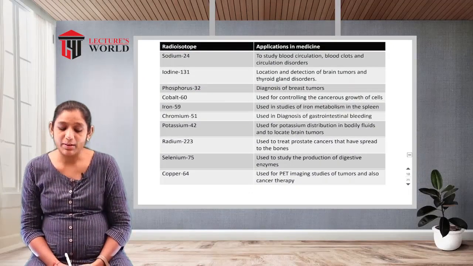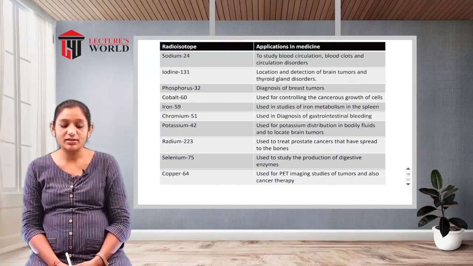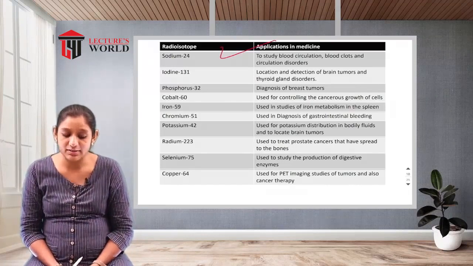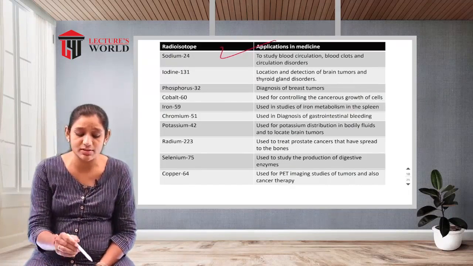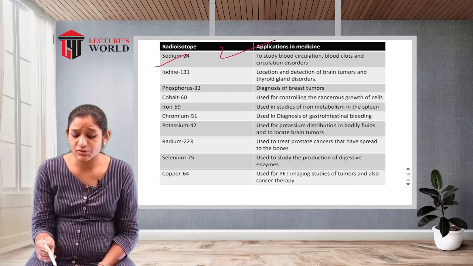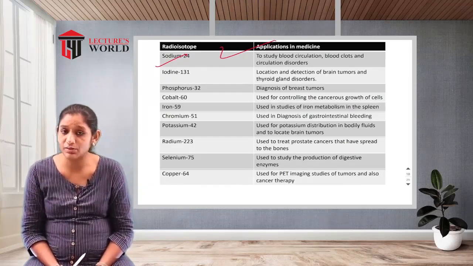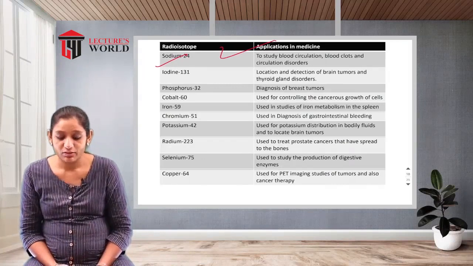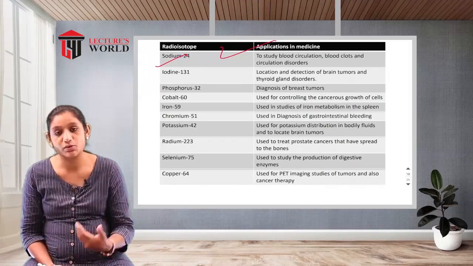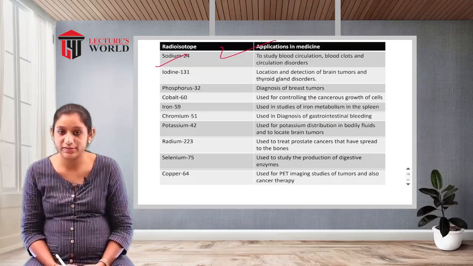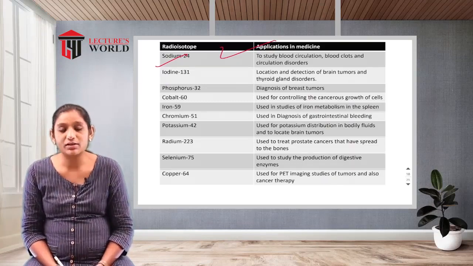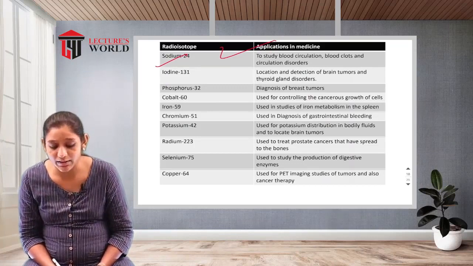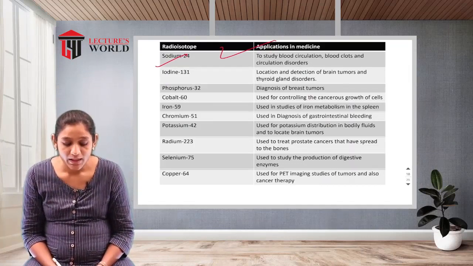Here are radioisotopes and their applications in medicine. What are the radioisotopes and how are they applied in medicine? Let us talk about them. Sodium 24 is used for the study of blood circulation, blood clots and circulation disorders. Iodine 131 is used for location and detection of brain tumors and thyroid gland disorders.